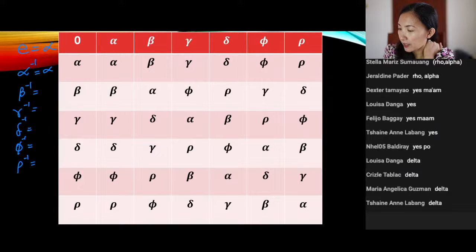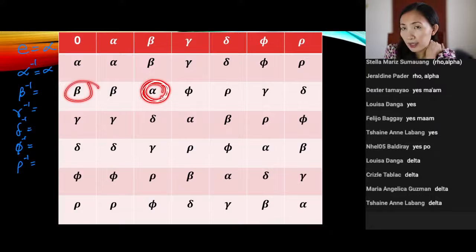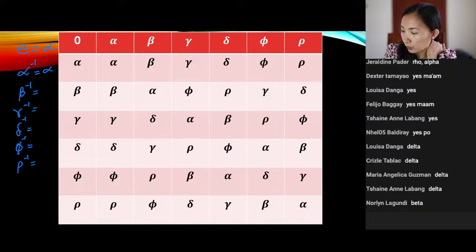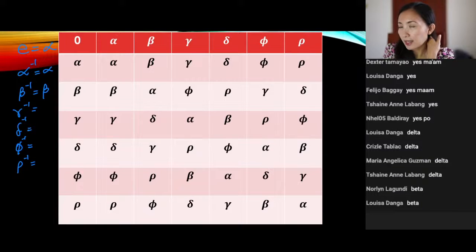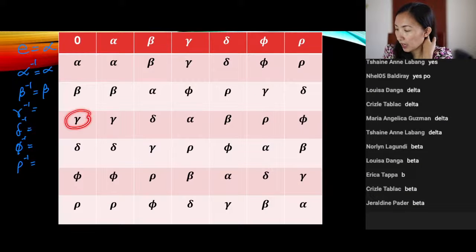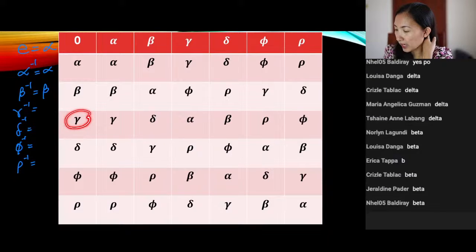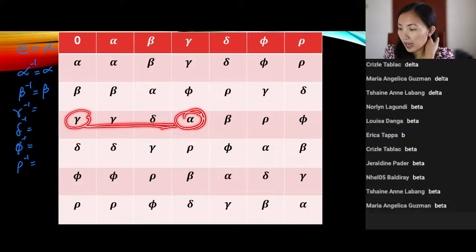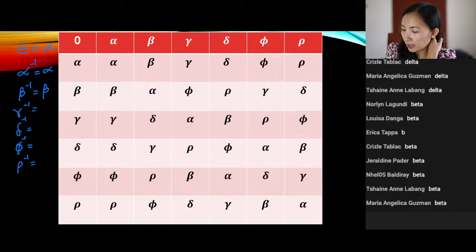Next, how about the inverse of beta? Find alpha in the table along this row. What is multiplied to beta so that the product is alpha? Beta. This is like your assignment, I've already answered it. Next, gamma inverse. So this is gamma. Find alpha. What is multiplied to gamma so that the result is alpha? Gamma. So, I'll be writing here gamma.